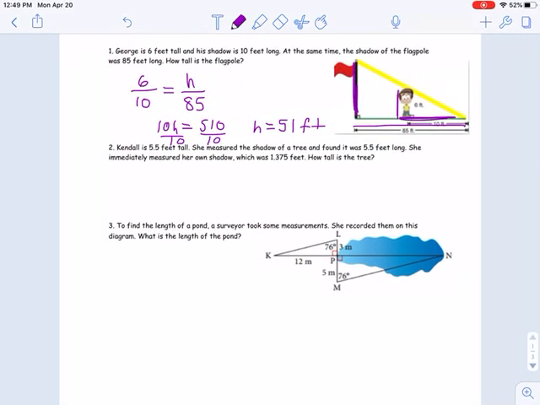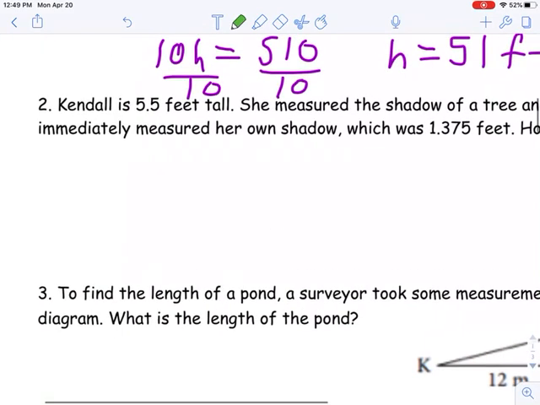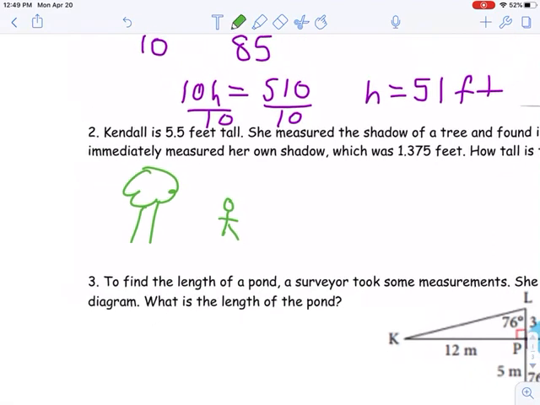Kendall is 5.5 feet tall. She measured the shadow of a tree and found it was 5.5 feet long. She immediately measured her own shadow, which was 1.375 feet. How tall is the tree? All right, so a lot going on here. Let's just draw a quick, beautiful picture. All right, guys, I'm really good at drawing. Look how quickly I drew a really realistic tree. Look how really quickly I drew Kendall.